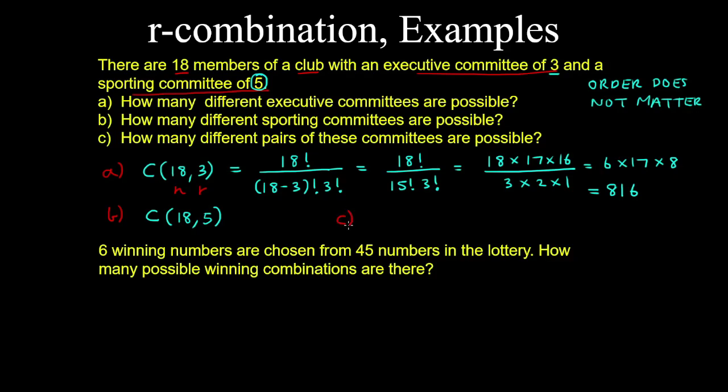And then in part C, we're asked how many different pairs of these committees are possible. So assuming one member can be part of both committees, we have the number of combinations of the executive committee, and we multiply this by the number of combinations of the sporting committees. So note that we're using the multiplication rule here, because we're selecting people for the executive committee, and then we're selecting people for the sporting committee.